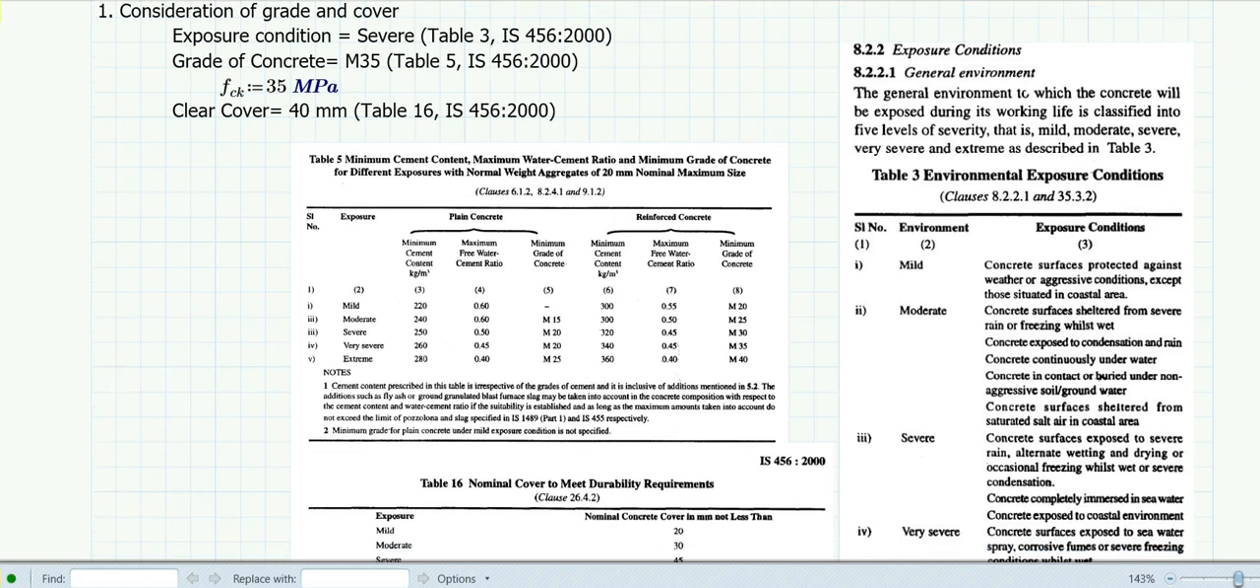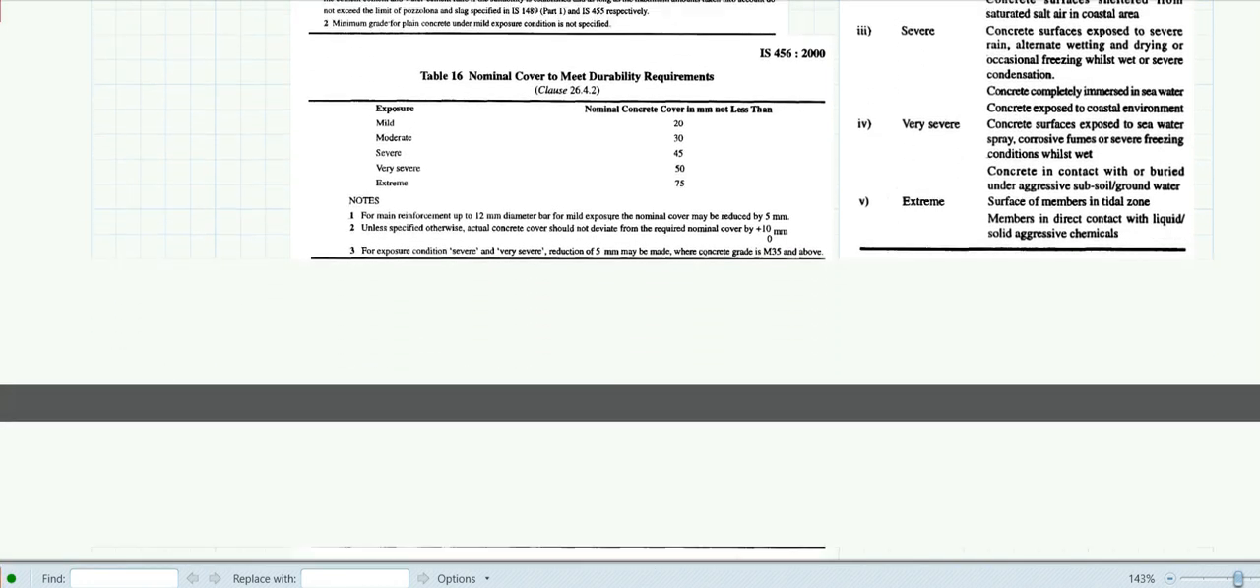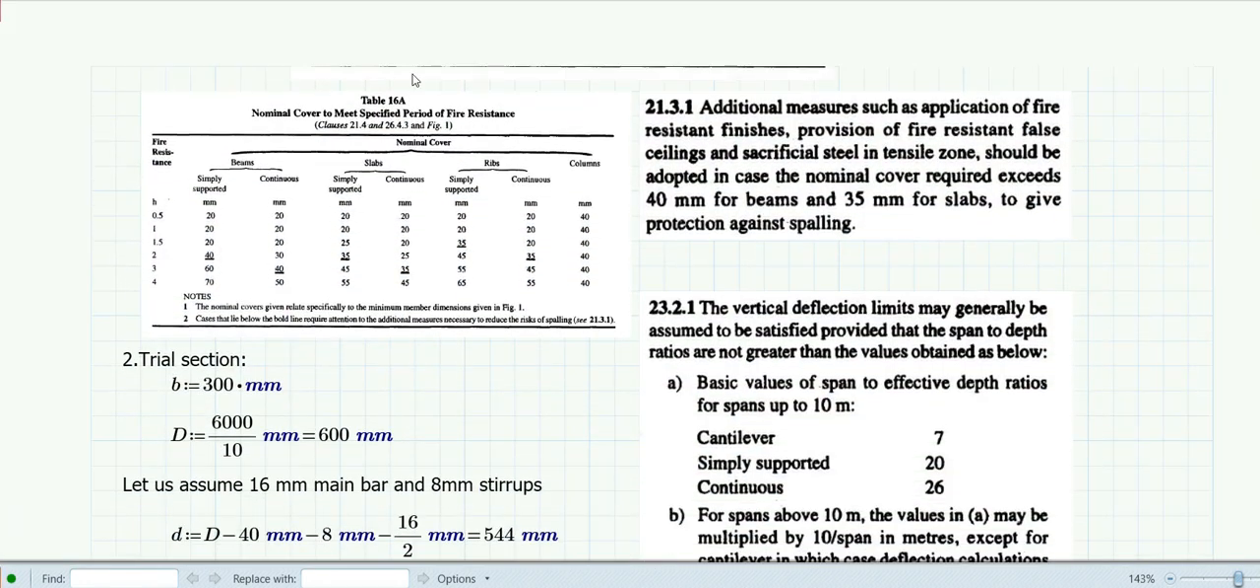Then let's go to the next. Yeah, I was talking about table 16A. You can see for beams simply supported, at 40, a solid line is drawn. Cases that lie below the bold line require attention to the additional measures necessary to reduce the risk of spalling, which is mentioned in clause number 21.3.1. So if it is more than 40 mm, then we need to consider some special provision. So I don't want to go into that. That is why I'm trying to restrict the clear cover to 40 mm.